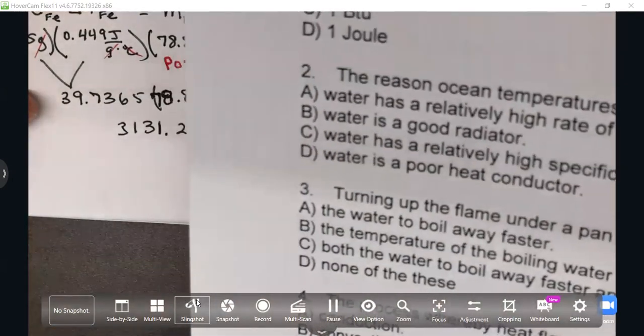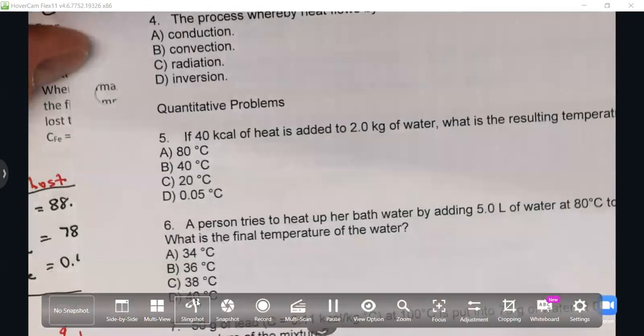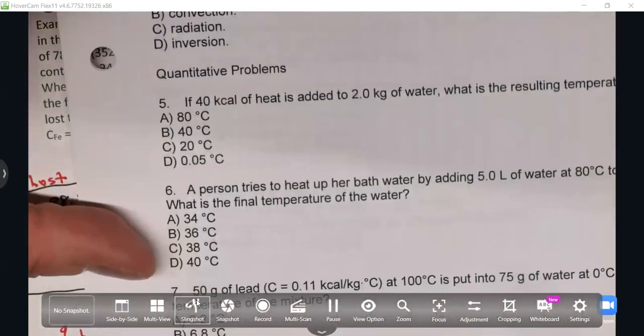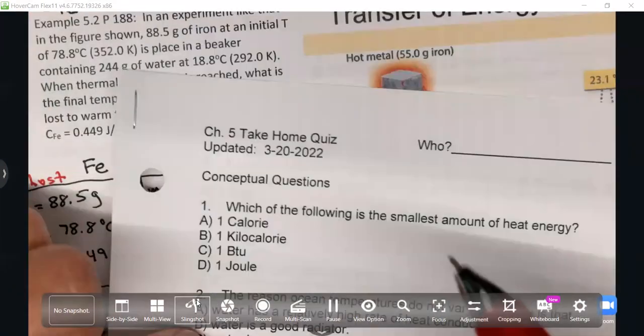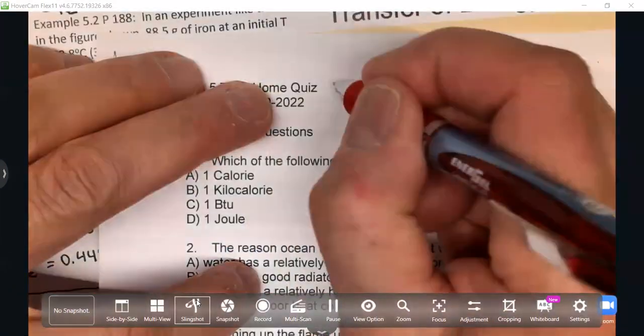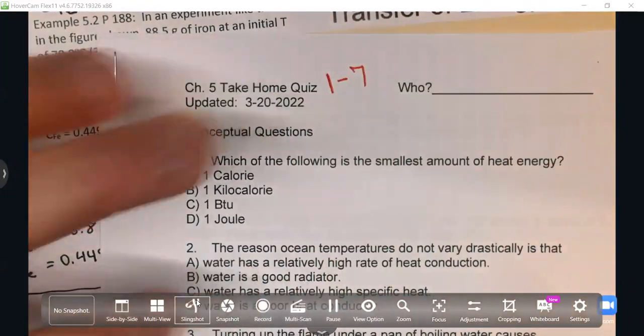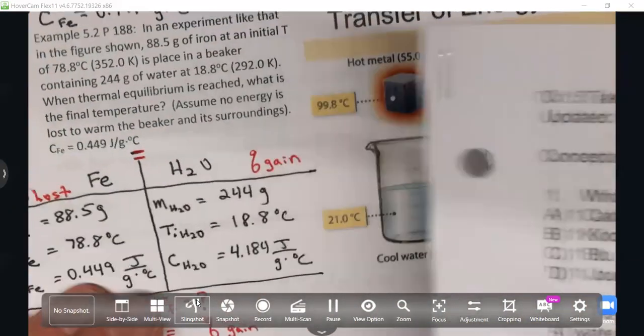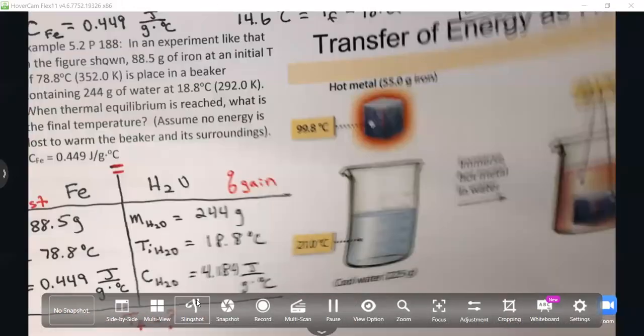Okay. On the quiz, you could try 1 through 7. If you get a chance, 1 through 7 on this quiz, and we will continue here and do some calorimetry calculations next time.